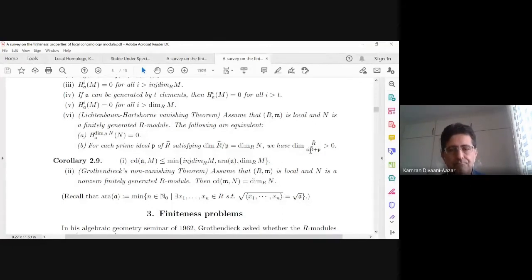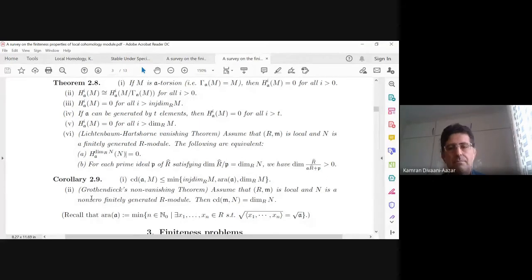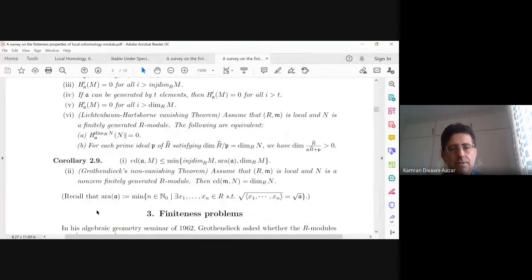For ideal M, if we put M instead of A, dimension of R completion over M R completion plus P is 0 always. So because we don't have this, the local cohomology of N with respect to M at the point dimension N should be non-zero. But historically, first Grothendieck non-vanishing has been established, and then the Lichtenbaum-Hartshorne theorem. So historically, the vice versa is also true.